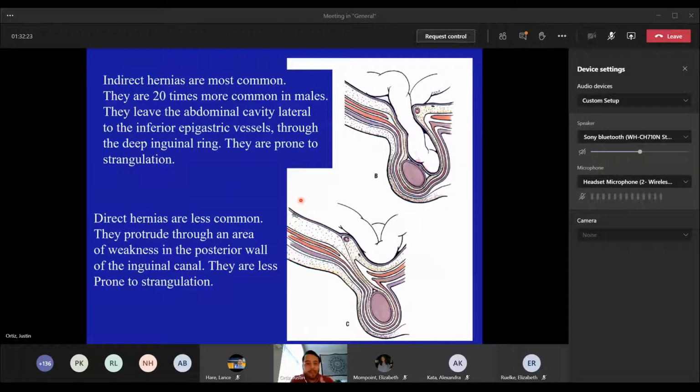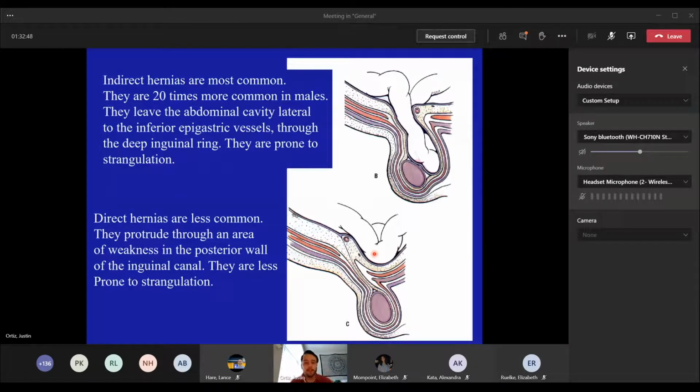All right, and the reason why it's lateral, so you can see how these intestines are going in and descending into the scrotum lateral to the inferior epigastrics, right? So this has to be an indirect hernia, right? Because indirect hernias are lateral to the inferior epigastric, right? This is the inferior epigastric. Direct hernias, which is going to be located right here, are going to be medial to the inferior epigastric, right? Also known as inguinal triangle.